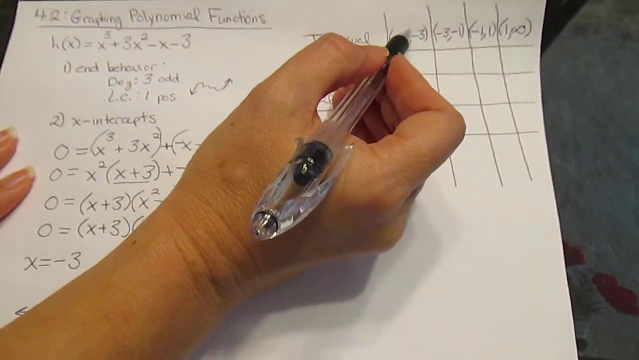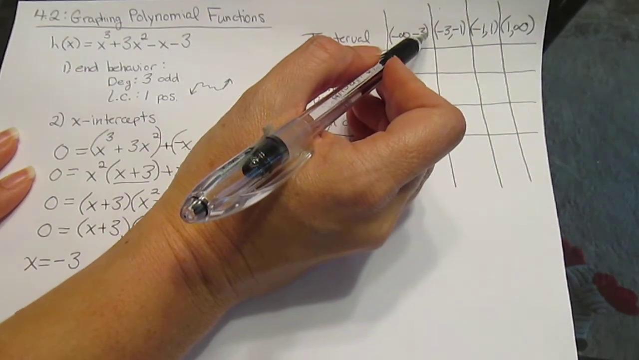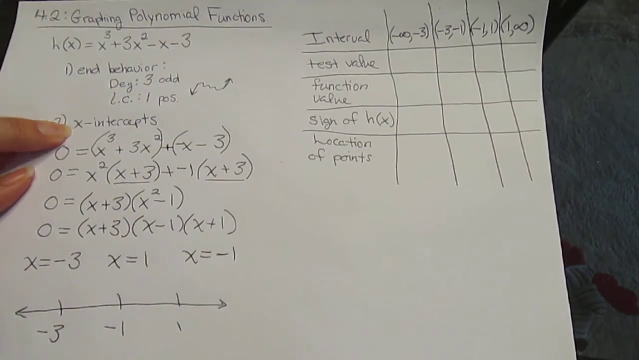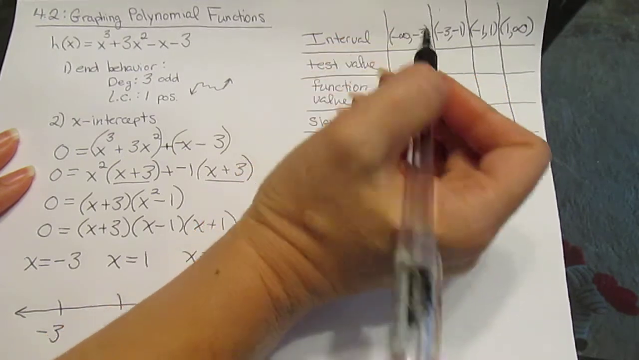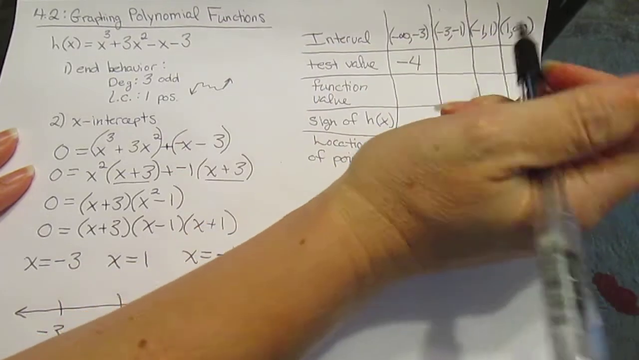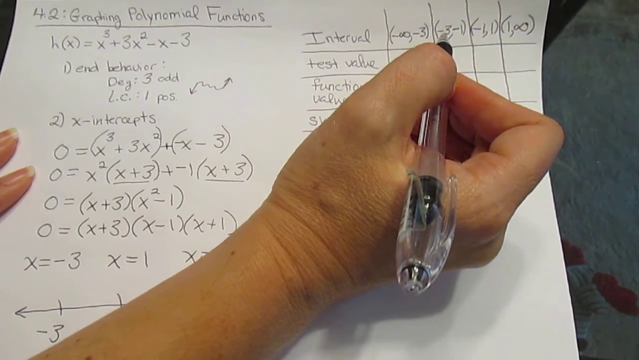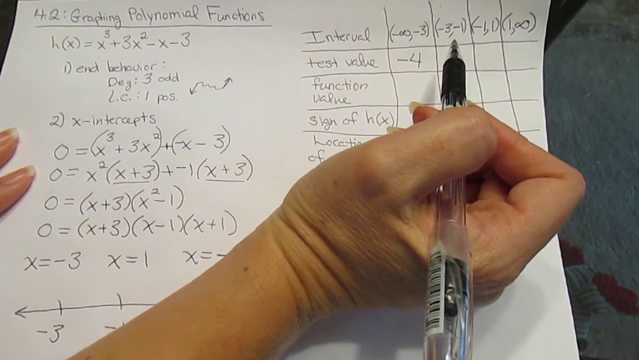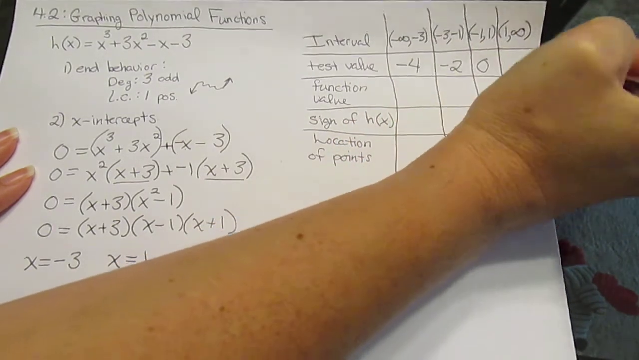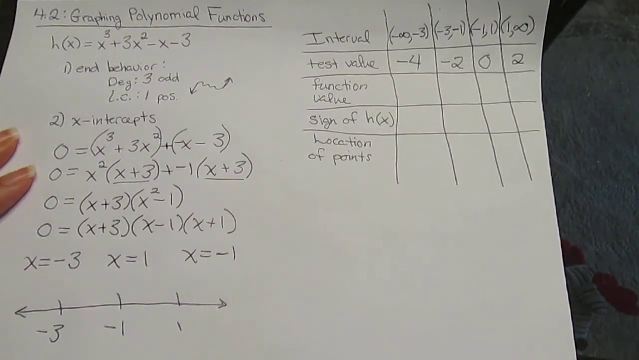You're going to test something inside that interval. Now make sure it's inside the interval. If you pick the end point, well, that's going to give you 0 because it was an x-intercept. So you have to pick a number inside the interval, but you can pick any number you want. I picked -4. I always like to pick exactly in between these two numbers. You'll see why when we graph it. So I picked -2, 0, and 2. So just pick a number inside each of the intervals.